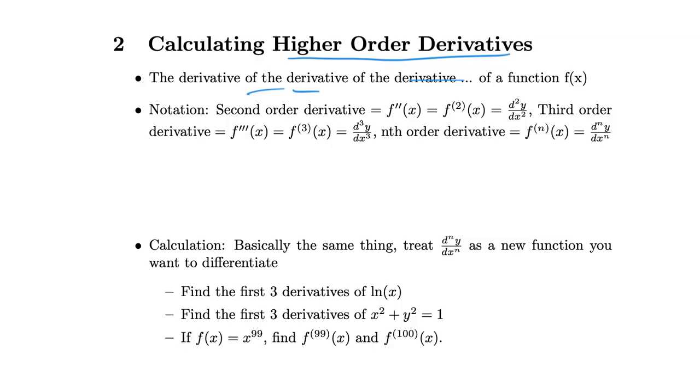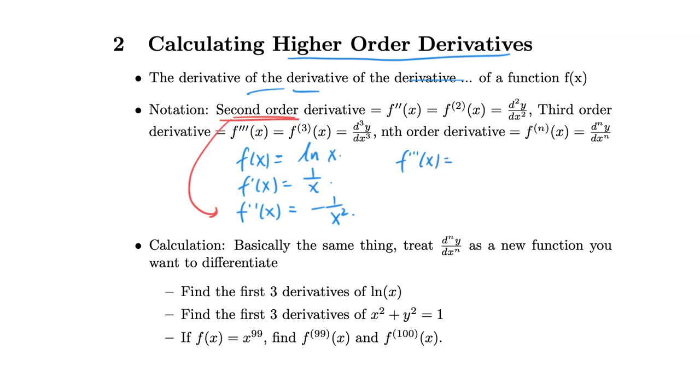So you would go, for example, if we had f of x is equal to ln x, then this is the normal derivative, right? You take it once. Then you could take it twice, and that is what we call the second order derivative. Then you can take it again, and this would be 2 over x cubed. This would become the third order derivative.